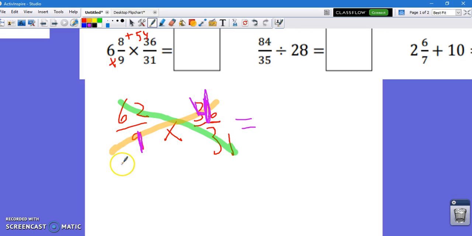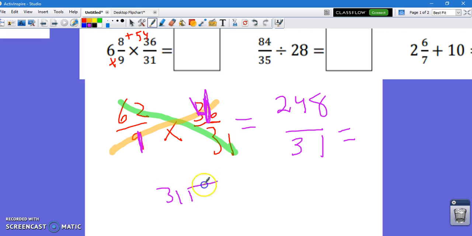So I have my 62 times 4, right? 62 times 4, use a calculator if you need to. That's going to give you 248. And then 1 times 31, guess what? 31. But that's top heavy, isn't it? So you know you need to do your division.